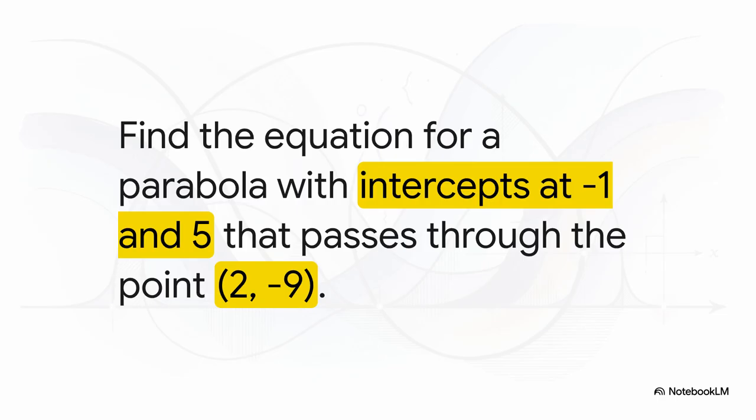Let's flip this around. What if we don't have the equation? What if all we know are the landing spots and, say, one other random point on the curve? Could we build the equation from scratch? Oh yeah, we bet we can.